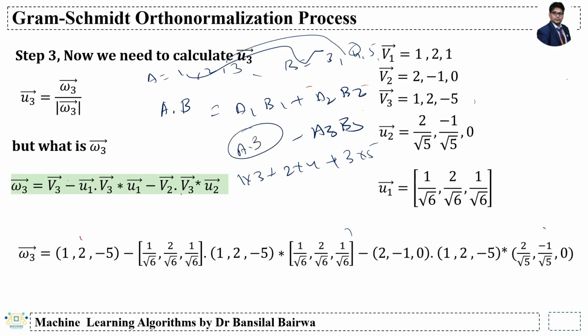In a similar way we have to calculate this dot product of U1 dot V3. Here you can see this is U1, this is V3, okay. You will see in the next step I have solved that.